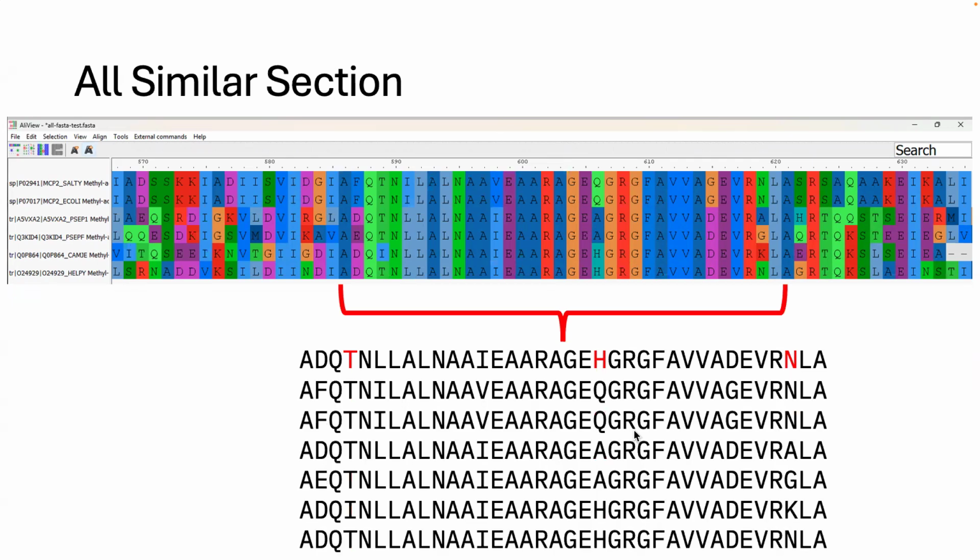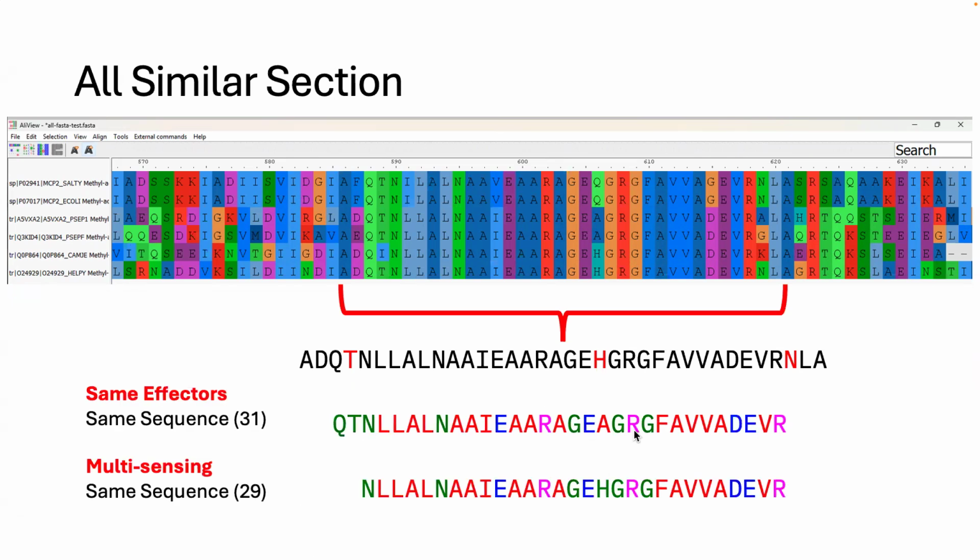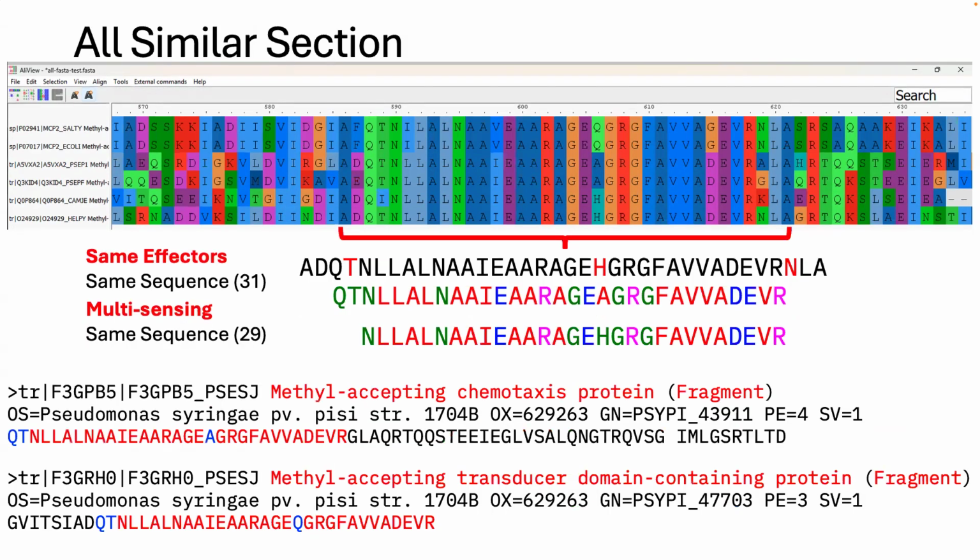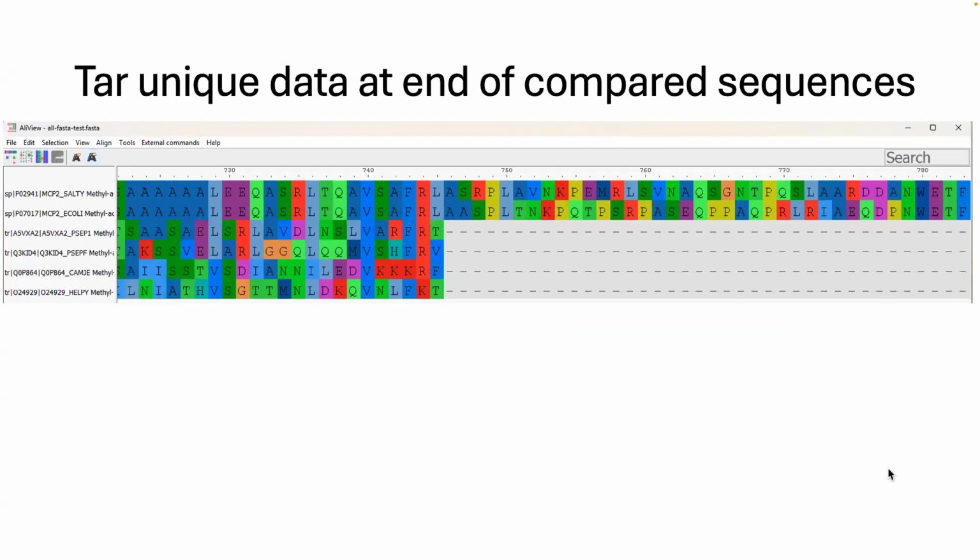I'm annotating it there and then had it for what we see for all 6 of the specific chemoreceptors. That gives us an idea. This was interesting: I had looked at this for the same effectors and the multisensing, and those all highlight the same common area. So kind of stumbling on the same information from a couple of different points of view. These are the methyl-accepting chemotaxis protein and the methyl-accepting transducer domain containing protein, both of those being fragments. And I just highlighted that there so you can see it a little bit better.